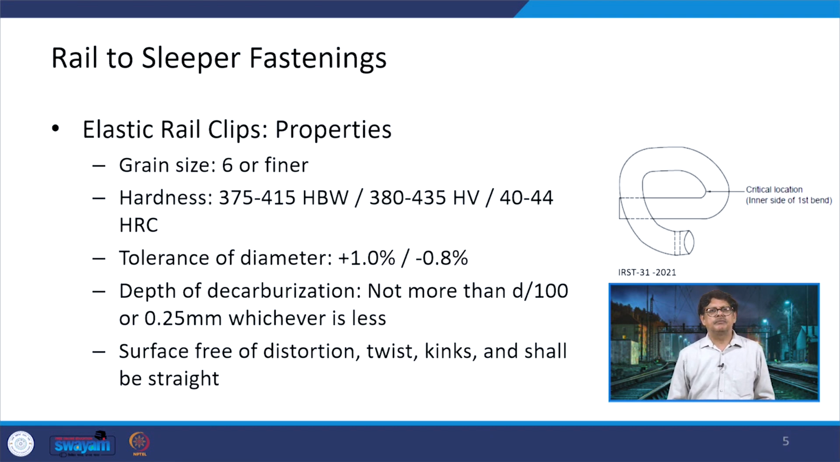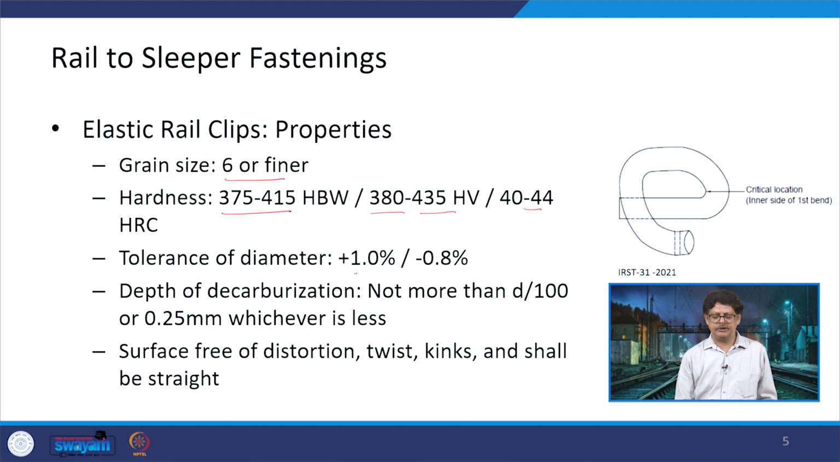Now what are the properties of these ERCs? Let us look at that first. Grain size is 6 or finer. This we did talk about in the glass filled liners. Then the hardness is between 375 to 415 on the HBW scale, the Brinell hardness scale, and 380 to 435 HV or 40 to 44 HRC on the Vickers and Rockwell scales. Depending on which particular type of test is being conducted, the values have been defined here.